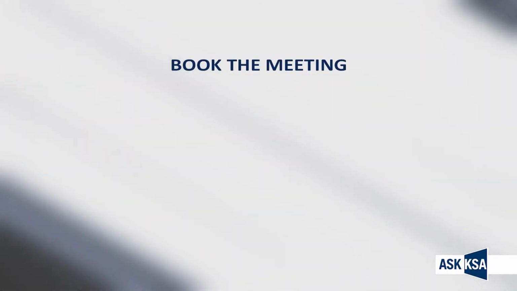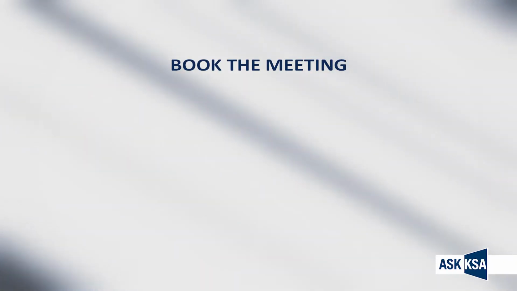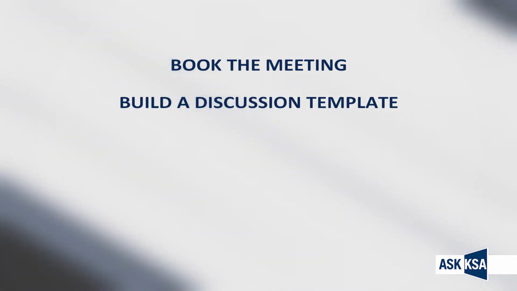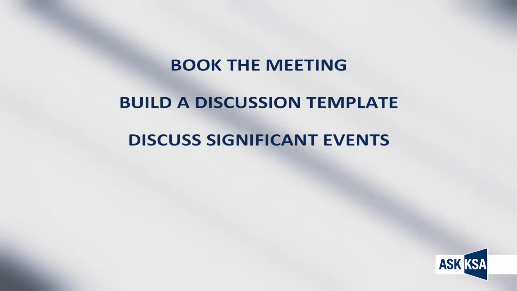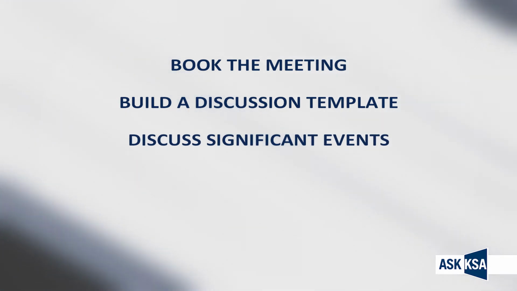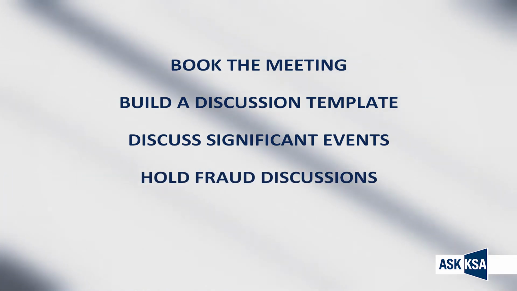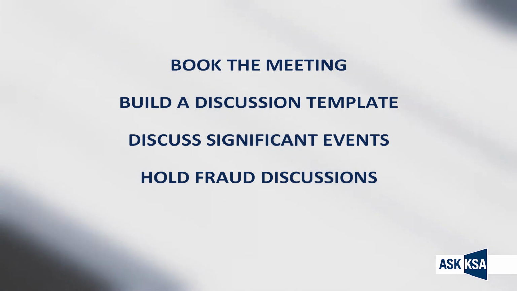To ensure team planning meetings occur and are documented, do the following. Book the meeting as soon as the job is scheduled. Put the date in your calendar, invite required attendees. Build a template on matters to be discussed. Discuss significant events about your clients and determine the approach to obtain sufficient, appropriate evidence. Hold the fraud discussions. Specifically address financial statement misreporting and misappropriation of assets.